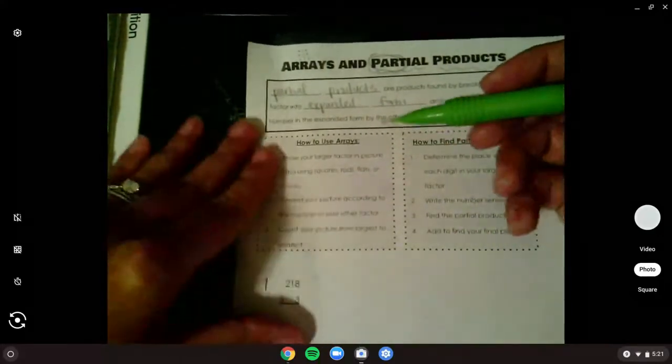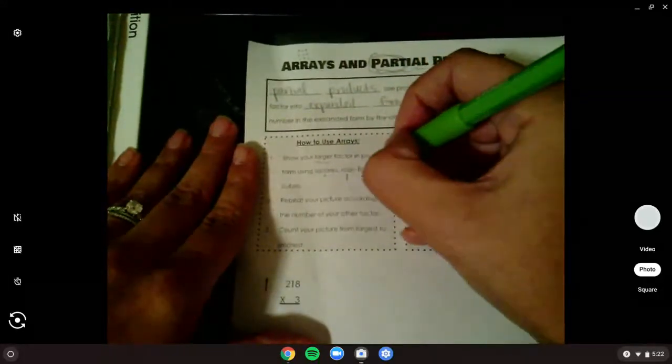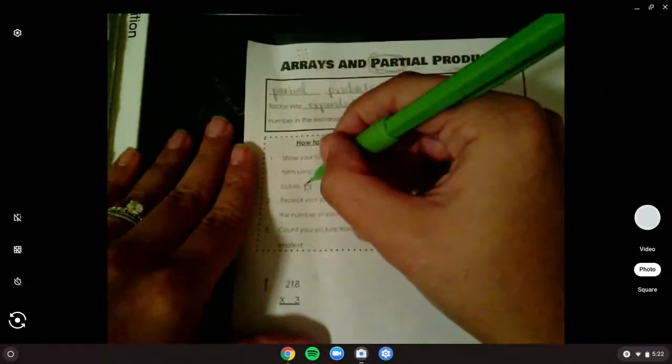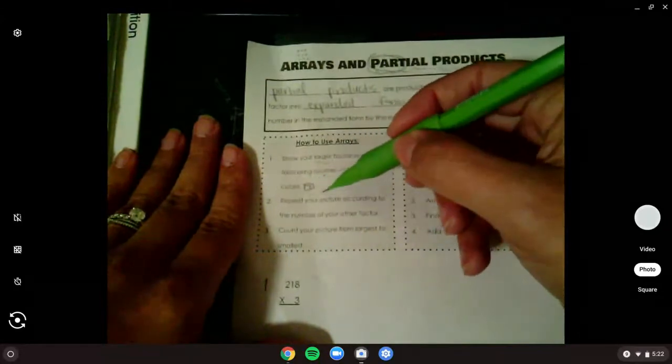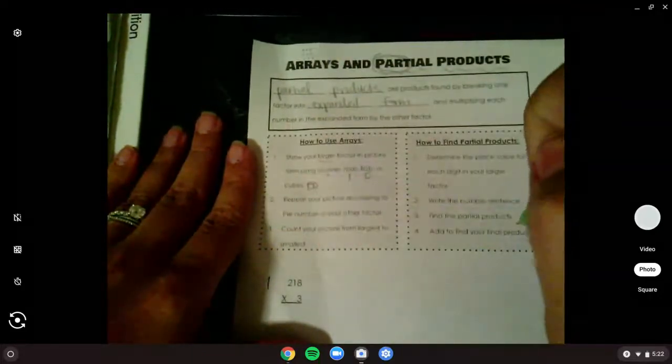Sometimes it's helpful to draw out pictures. There are 3 steps you do to use arrays to help you. The first one is show your larger factor in picture form using squares, or I always like those little circles, rods, flats, or cubes. I do a square, come out of the corners, and then connect them all to make a cube. And then I repeat my picture according to the number of my other factor. Then I count the picture from largest to smallest.